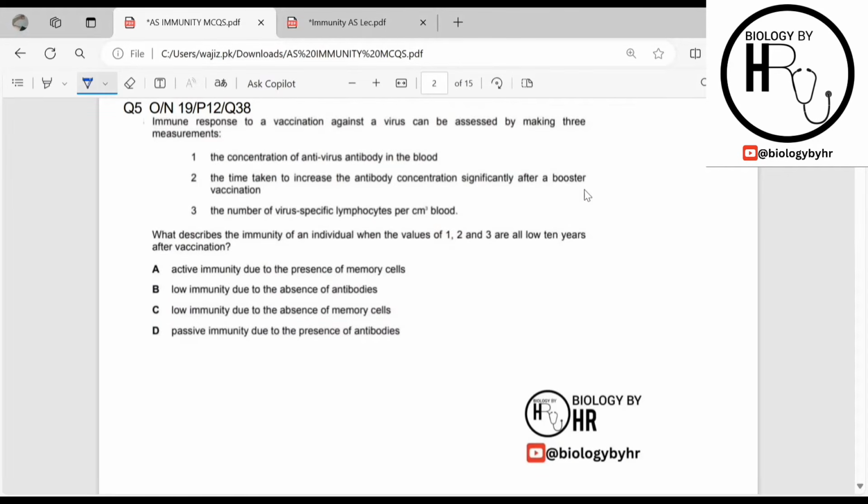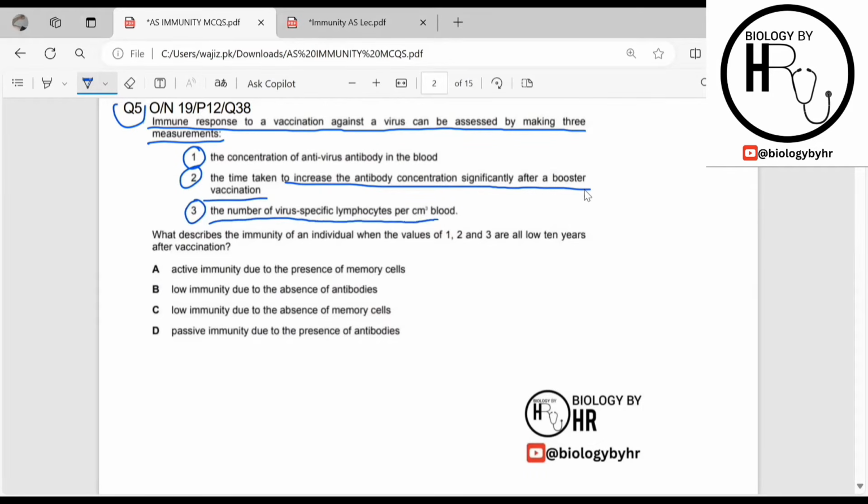Let's move on to question number 5 now and see what they are asking us over here. The immune response to a vaccination against a virus can be assessed by making three measurements. Statement 1 is saying the concentration of the antivirus antibody in the blood. Statement 2 is saying the time taken to increase the antibody concentration significantly after the booster vaccination. And statement 3 is saying the number of virus specific lymphocytes per centimeter cube blood. They are then asking what describes the immunity of an individual when the values of 1, 2, and 3 are all low 10 years after the vaccination.